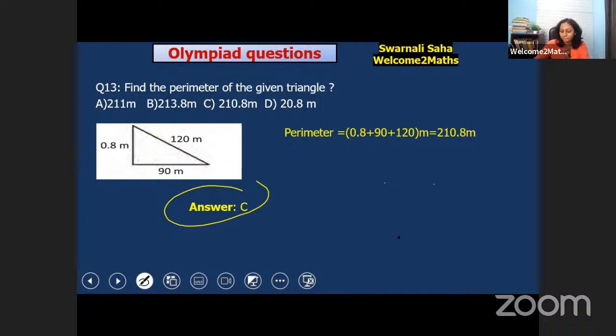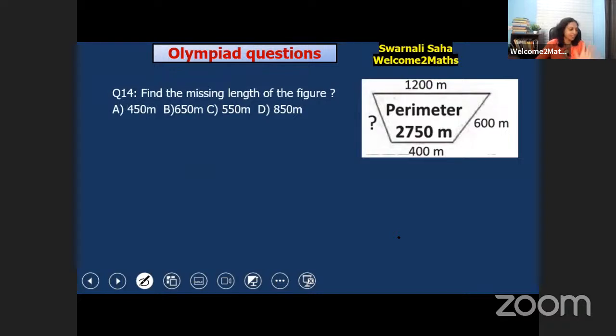Okay, one more question then. Very good. I like it. So one more question for you. Find the missing length of the figure. It is also so easy. Then we will finish our today's class. Okay. Find the missing length of the figure. It is also so easy question. 2750 here and 1200, 600, 400.